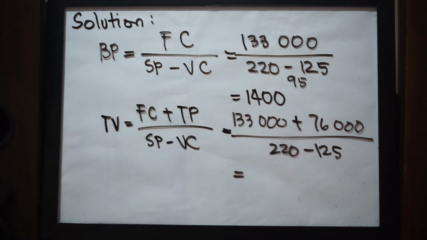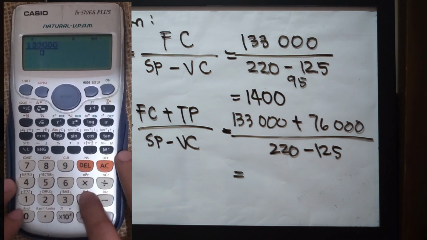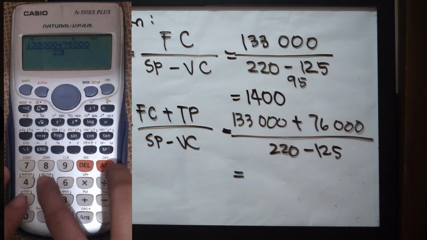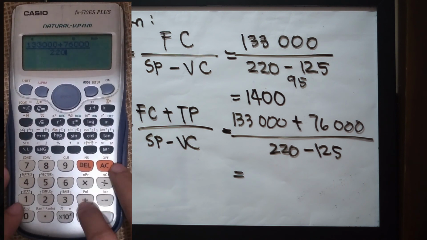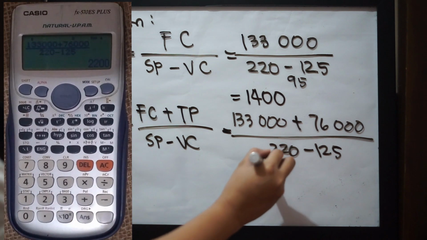Pwede nyo ito ulit directly isolve sa calcu. 133,000 plus 76,000 all over 220 minus, joke lang, 125, then press equal sign. The answer is 2,200.